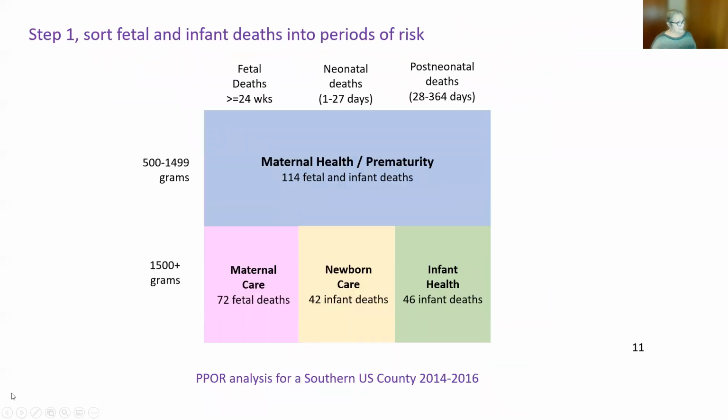In step 1, we sort the infant and fetal deaths into periods of risk. And here's an example for a southern US county. There were 114 fetal and infant deaths in the maternal health and prematurity period. There were 72 fetal deaths in the maternal care period, and so on.